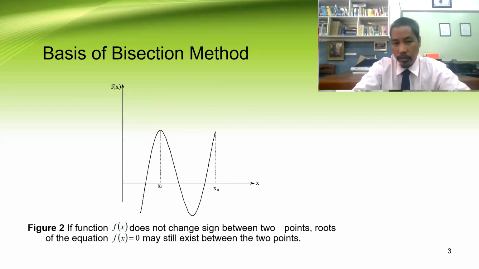Roots of the equation. We still have roots of the equation, but now there are 2 roots, not 1. What are the roots between xl and xu? They are this point and this point. Those are the intersection points between xl and xu. Of course, as you can see, we have another root here, but this root is not between xl and xu. Okay?